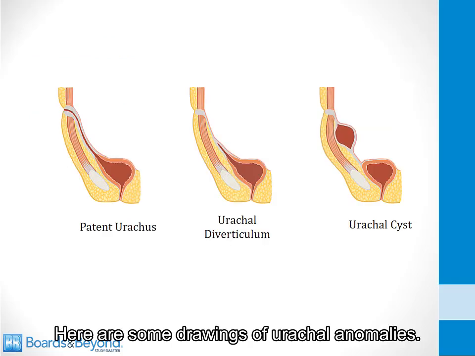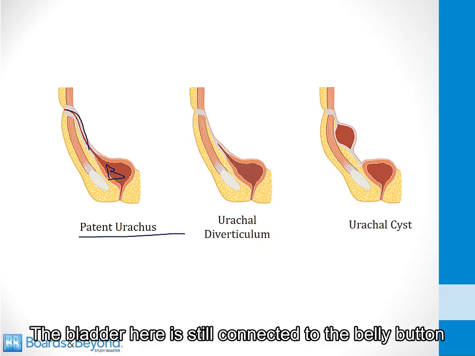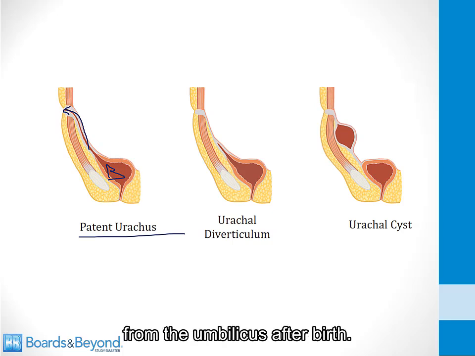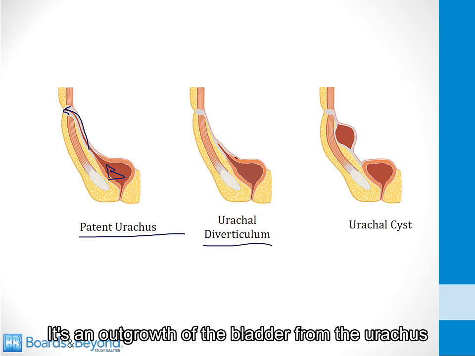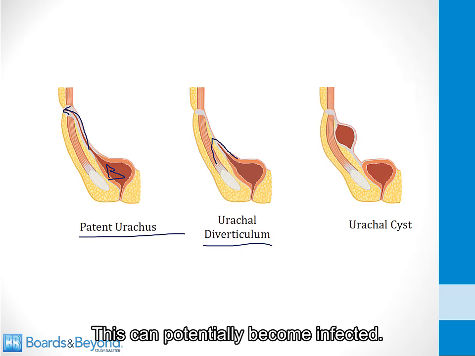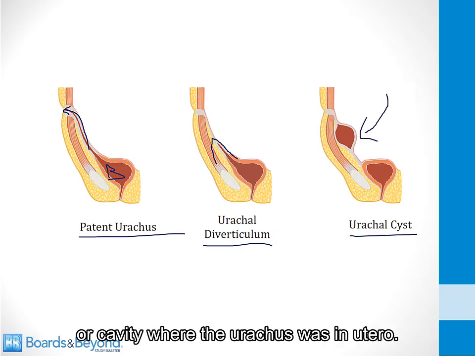Here are some drawings of urachal anomalies. This is a patent urachus. The bladder here is still connected to the belly button, and this baby will have urinary drainage from the umbilicus after birth. This is a diverticulum. It's an outgrowth of the bladder from the urachus being left behind. This can potentially become infected. And this is a urachal cyst, where there's a little pocket or cavity where the urachus was in utero.